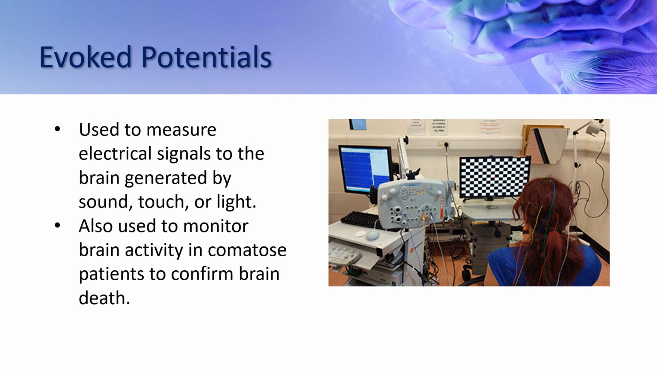The evoked potentials test is used to measure electrical signals to the brain generated by sound, touch, or light. It can also monitor brain activity in comatose patients. The one you see in the picture has a red dot on the screen, and the patient is asked to press a button every time they see that red dot, and they're just supposed to stare at that screen. They're able to watch the brain waves as the patient watches the screen. This can be used, for example, in MS patients.